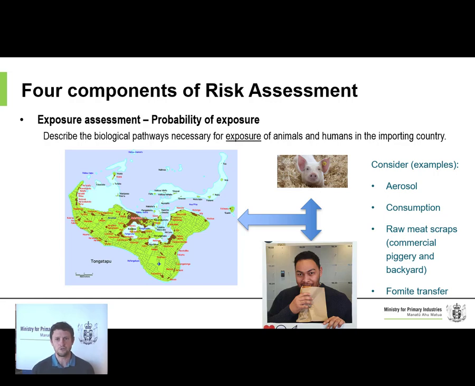We talked about an exposure assessment. So what is the probability of exposure? When we describe the necessary pathways for exposure of the animals and humans in the importing country, here we have Tonga as an example, and we're utilising one of my wonderful colleagues, Tiaki, in this example. What is the pathway that would be required for an African swine fever organism to be able to infect a human or an animal, or ensure that they're actually exposed to that organism within the country itself?